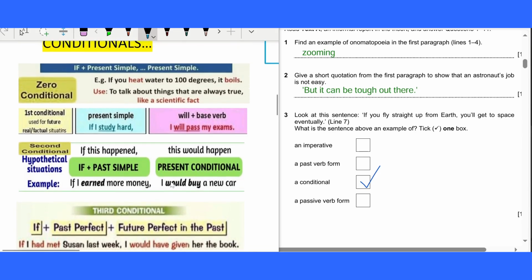Now third conditional, if plus past perfect plus future perfect in the past. Example, if I had met Susan last week, comma, I would have given her the book. So this is past future perfect. Alright, so these are the conditionals: zero, first, second, third conditional. So that is conditional. So that is the answer for this question number 3. If you fly straight up from Earth, you will get to space eventually. So that is first conditional, will. Remember, second is would, third is would have, plus verb 3 here, right? So let's move on to the next question.